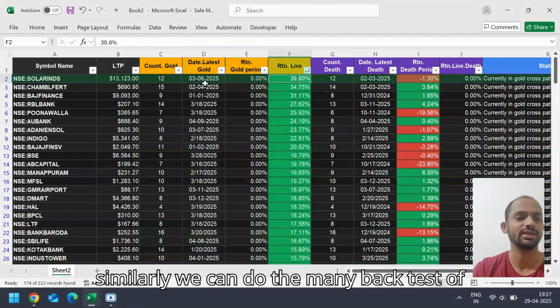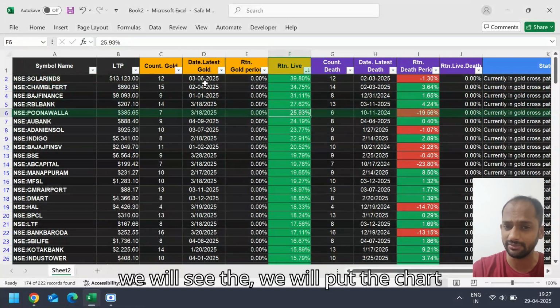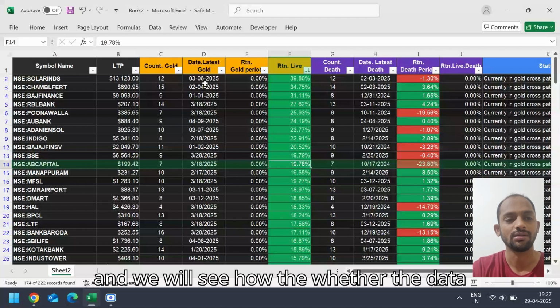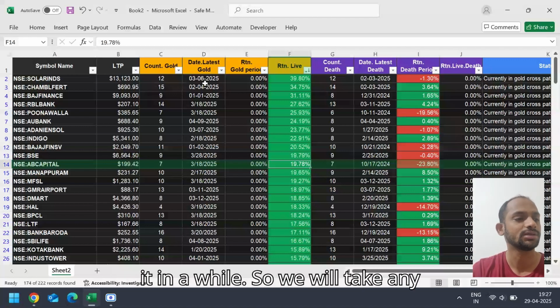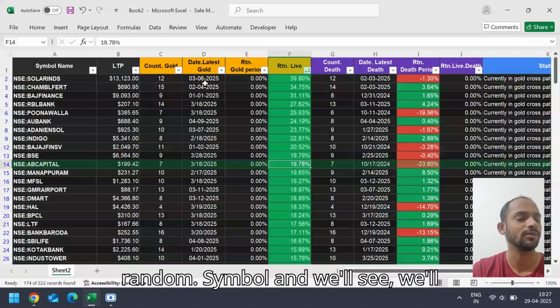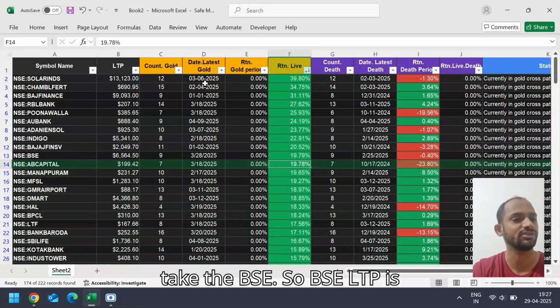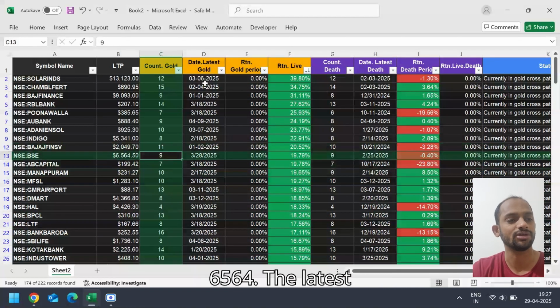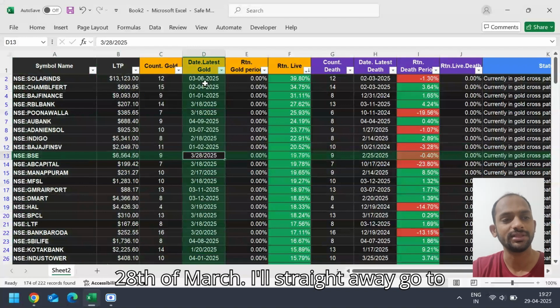So similarly, we can do many backtests of these stocks, and we'll put up the chart and see whether the data is accurate. What-if analysis we will do in a while. So we'll take any random symbol and do the analysis. For example, we'll take BSE. BSE LTP is 6564. The latest golden crossover is on 28th of March.